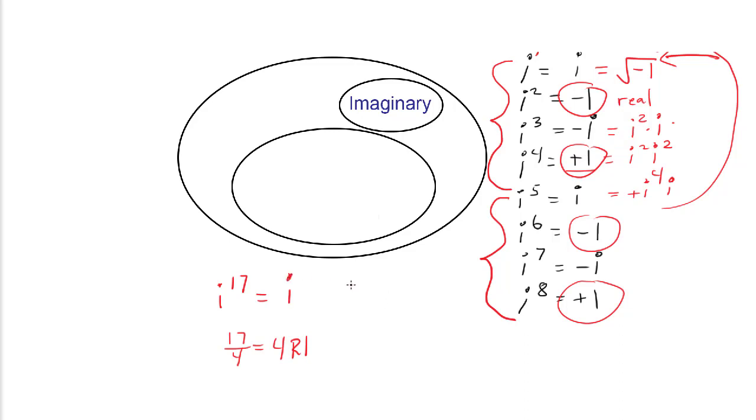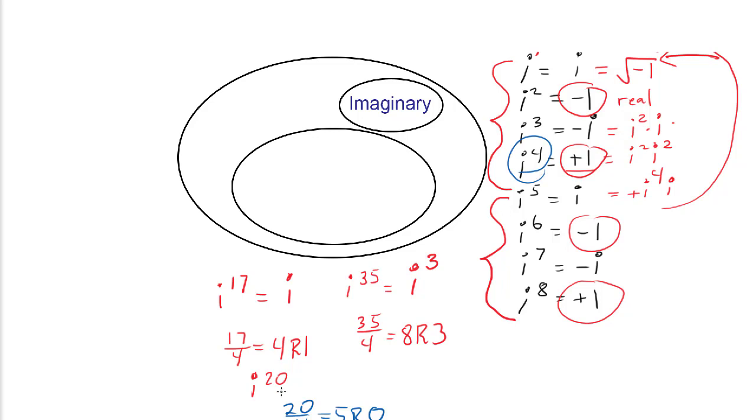That means this is going to be i. All right, that's fine. What about, let's say, i to the 35th power? What would that be? Well, 35 divided by 4 is going to be 8 remainder 3. i to the 35 is the same thing as i to the third. What about i to the 20th? Well, 20 divided by 4 is 5. And the remainder here is 0. What exactly does that mean? Well, that means I'm essentially at my i to the fourth value, which is plus 1.